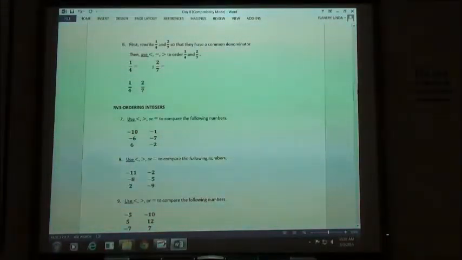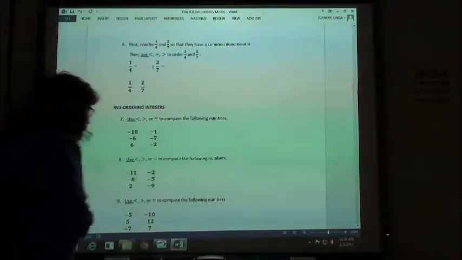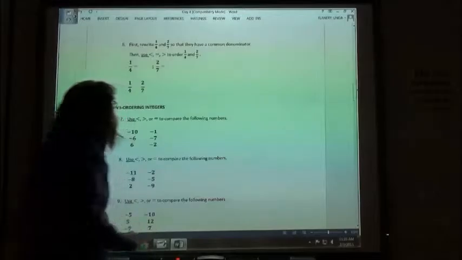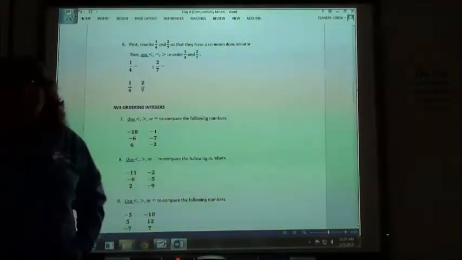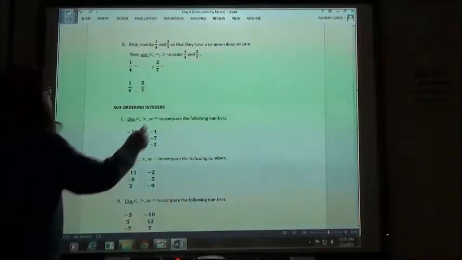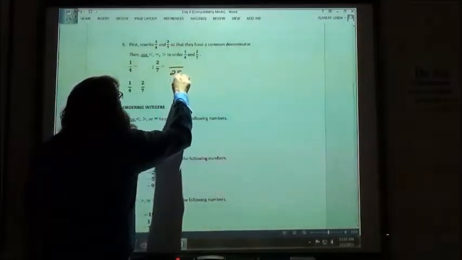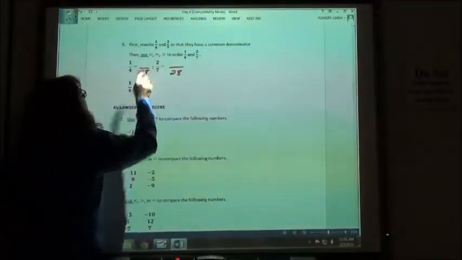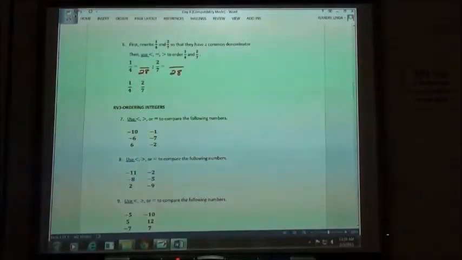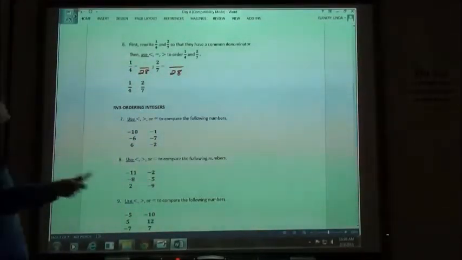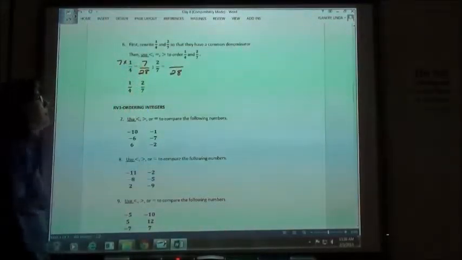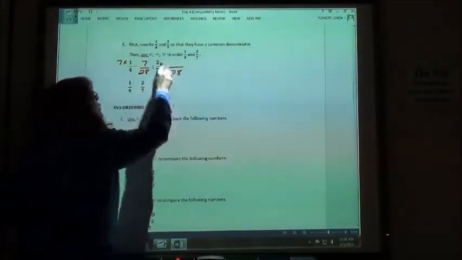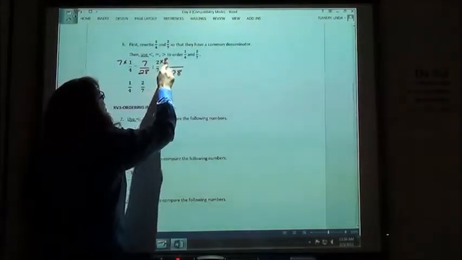So first thing you wanted to think about there, what is my common denominator? What's my least common multiple of 4 and 7? 4 and 7 don't have any common factors, so you end up having to take 4 times 7, and 28 then should be your common denominator. Then you made your equivalent fractions. 4 went into 28 7 times. 7 times 1 was 7. 7 went into 28 8 times. 2 times 8.